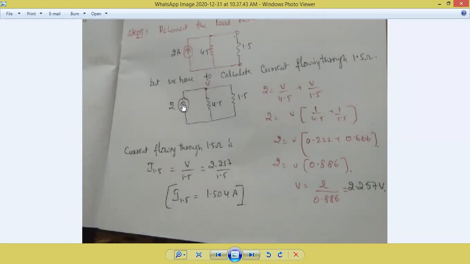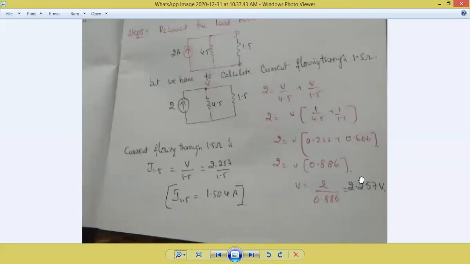So what is the equation? Tell me. Is the current source entering or leaving the node? Entering. So 2 is equal to V by 4.5 plus V by 1.5. Taking V common, we get the value. You also check the value. V is equal to 2.257 volts we got.